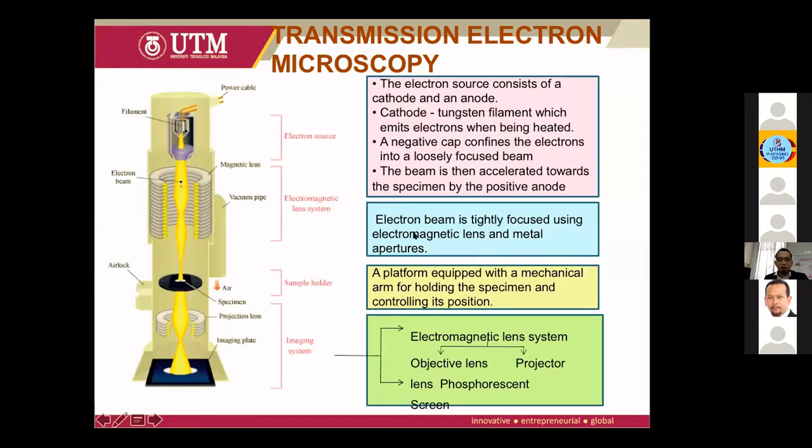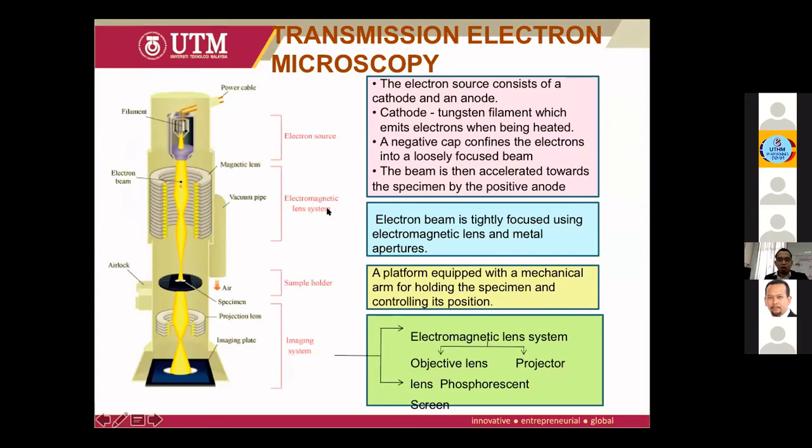Okay, so these are the important setup components of our TEM. It consists of the electron source and the electromagnetic lens systems. Okay, this is very expensive. If you break this lens here, you can wait for years for the replacement.